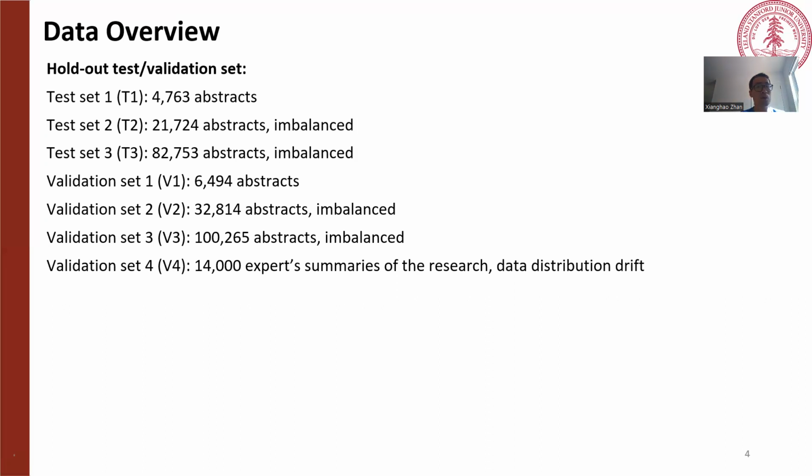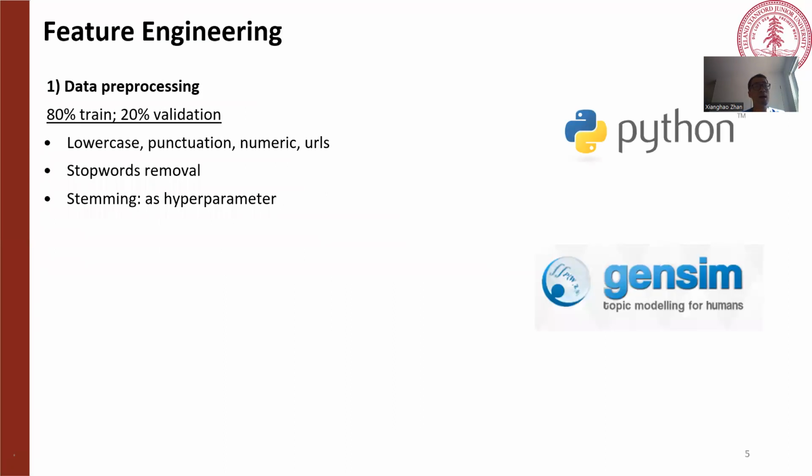Before we get started with the modeling process, the first thing we need to do is process the data. Firstly, we partition the entire dataset into an 80% training dataset and a 20% internal validation dataset. The internal validation dataset is used by us to tune the hyperparameters and choose the model. After we finish the dataset partition, we perform lower casing of the text and remove the punctuation, numerics, URLs, and also remove the stop words. Additionally, we also perform word stemming by reducing the words to their word stems. We regard the stemming as a hyperparameter that is going to be tuned on the performance on the internal validation data. We perform all the modeling with Python and all the pre-processing with the Gensim library.